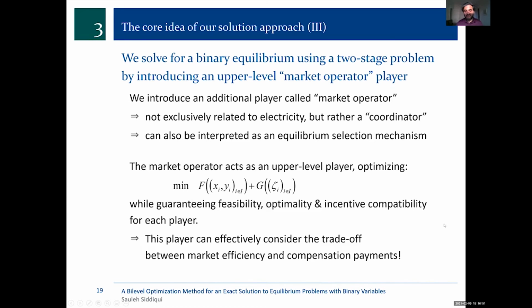And so we guarantee feasibility, optimality, and incentive compatibility for each player. The nice thing is this player can effectively consider the trade-off between market efficiency and compensation payments. And this is something we couldn't do before. So what the bilevel allows us to do is have an upper level player that can help us do the trade-offs between market efficiency and compensation payments. And then the lower level can resolve the market and help us get prices and other values.